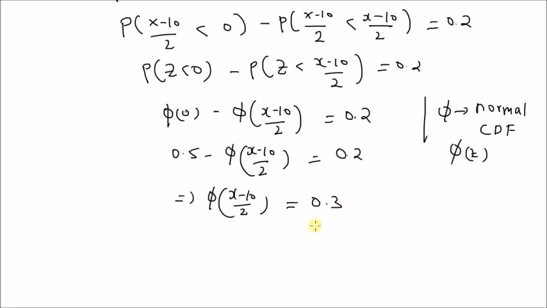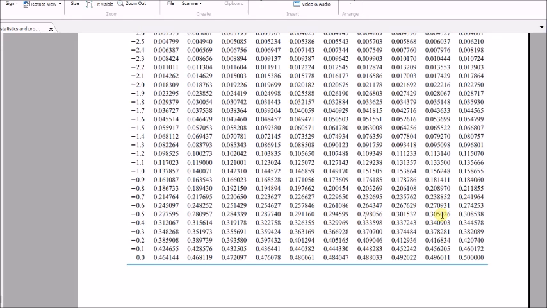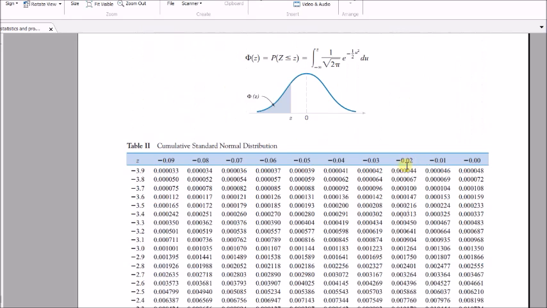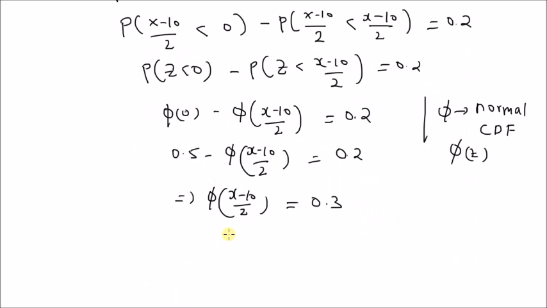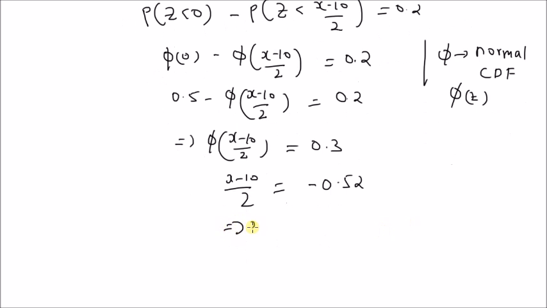Now we just have to look at the table and locate the value 0.3. The value 0.3 is right here. So it should be equal to minus 0.5 minus 0.02, that is minus 0.52. That means (x minus 10) by 2 is equal to minus 0.52. That implies x equal to 10 minus 2 times 0.52, which is equal to 8.96.